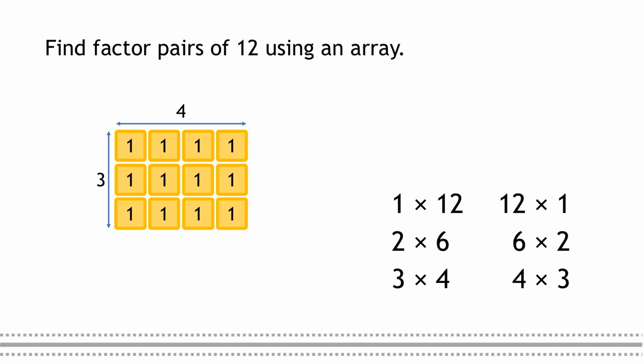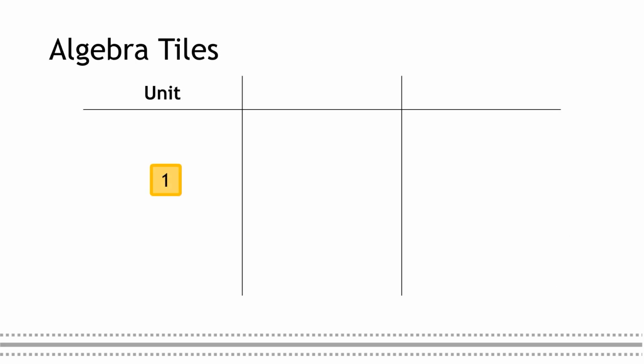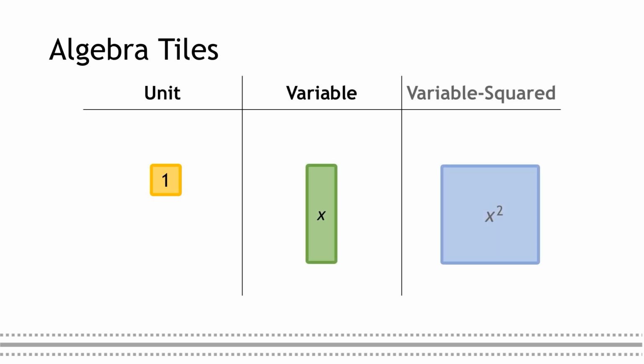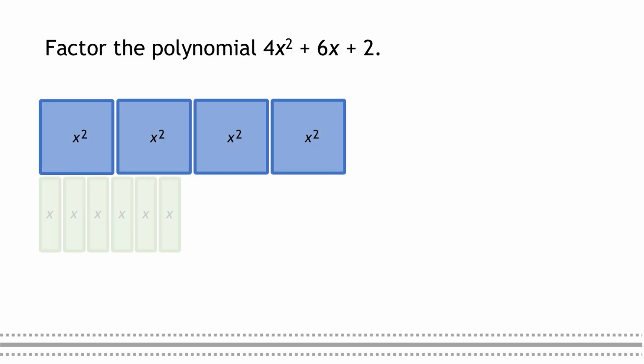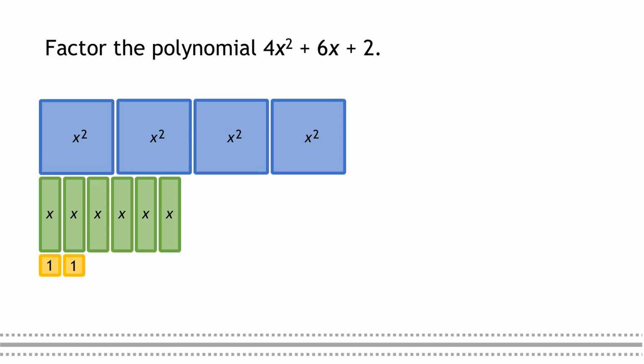We can do the same thing to factor quadratics using algebra tiles. To model a quadratic, we need 3 types of algebra tiles. The unit tile, which has a value of 1, the variable tile, which has a value of x, and the variable squared tile, which has a value of x squared. Let's use algebra tiles to factor the quadratic 4x squared plus 6x plus 2. To model this expression in tiles, we need 4 x squared tiles, 6 x tiles, and 2 unit tiles.